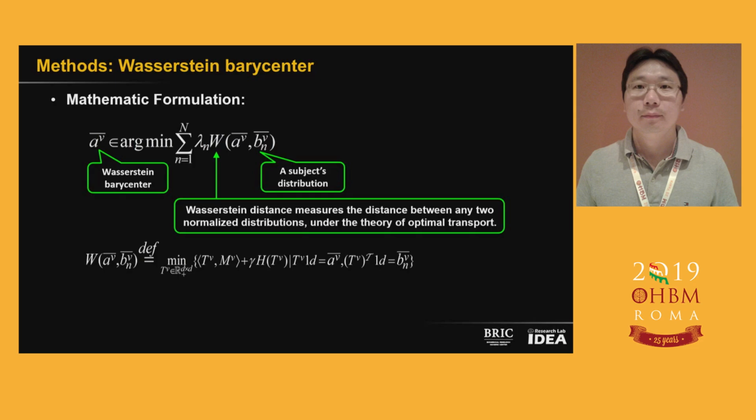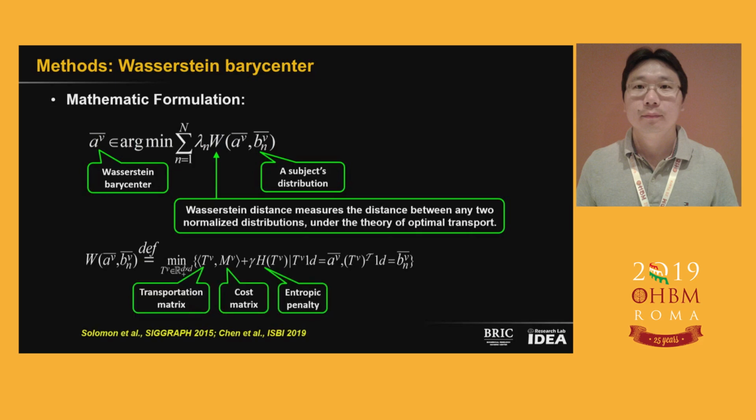To make the problem easy to solve and to make it convex, we adopt the entropy penalty. So we have three terms: one is the transportation matrix and its associated cost matrix, and the other is the entropy penalty. By doing this, the problem becomes convex, and we can easily get a solution.